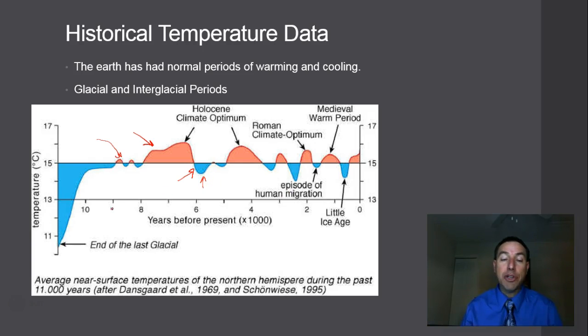Our last major glacial period, the last major ice age, was this one here, a little over 12,000 years ago. We've been warming ever since then, really. We've had small periods of cooling, but most of the time it's been mostly warming. So we know about these, but the question is, how do we know about them?